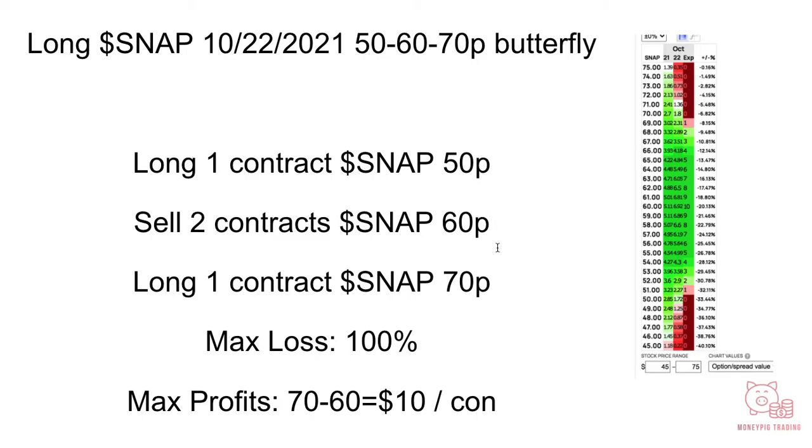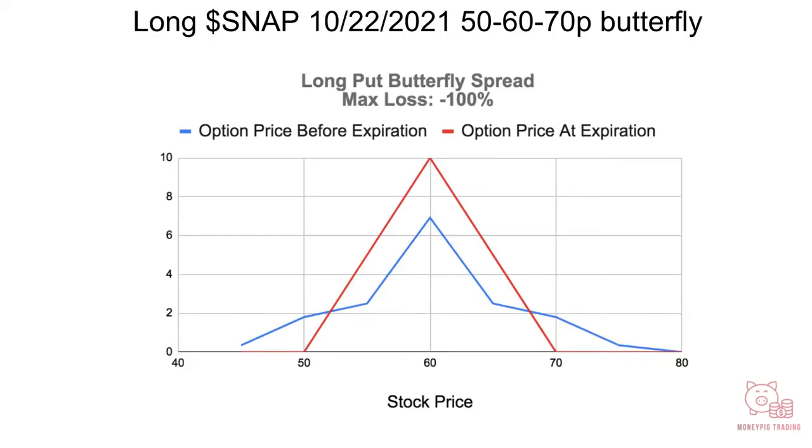So for example, if we're looking at it in the flow chart in the next slide. The orange one, let's say Snapchat expires October 22nd at $55. Your profit will be 60 minus 50, which is $5 per contract. On the other hand, if Snapchat expires at $65, 65 minus 60 will be $5 per contract. So either way, you're going to get $5 per contract. That's why it's called a butterfly, like we said a few minutes ago.